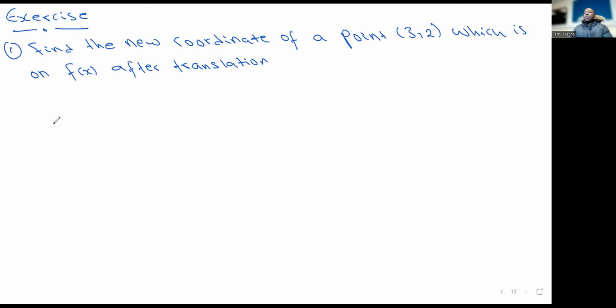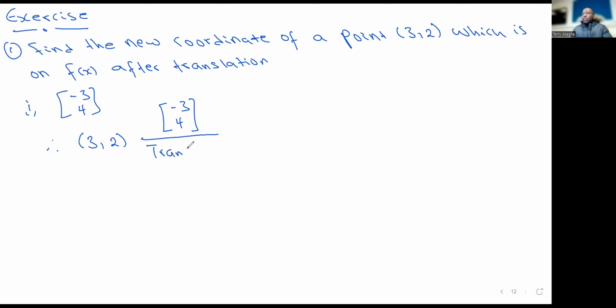Okay. So the first translation coordinates we're given was -3 and 4. We're told to find the new coordinates of this point, which will be on the function after translation. Basically, we have 3 and 2 undergoing a translation of -3 and 4. Then what will be the new coordinates?